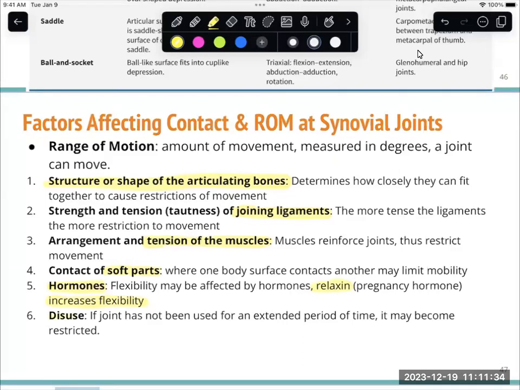And then if you're not using your joints, especially for extended periods of time, those joints may become restricted. They may not move well. They could get locked in certain positions. So it's important to keep moving your joints so your joints maintain that range of motion that they have.